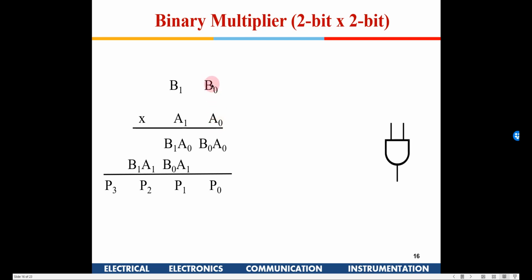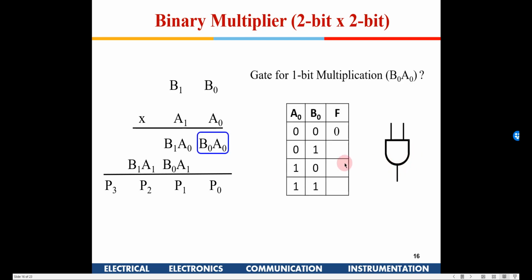If you multiply 0 and 1, this will be 0, right? And 0 0 will be 0, 1 1 will be 1. So simply A0 B0 can be realized by using an AND gate. So a 1-bit multiplier can be simply realized by using a simple AND gate. This is the truth table for 1-bit, so you can simply implement it using an AND gate.